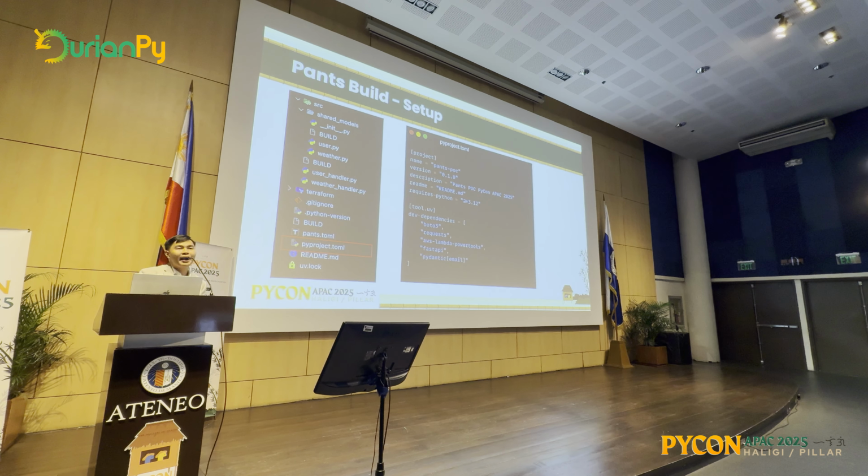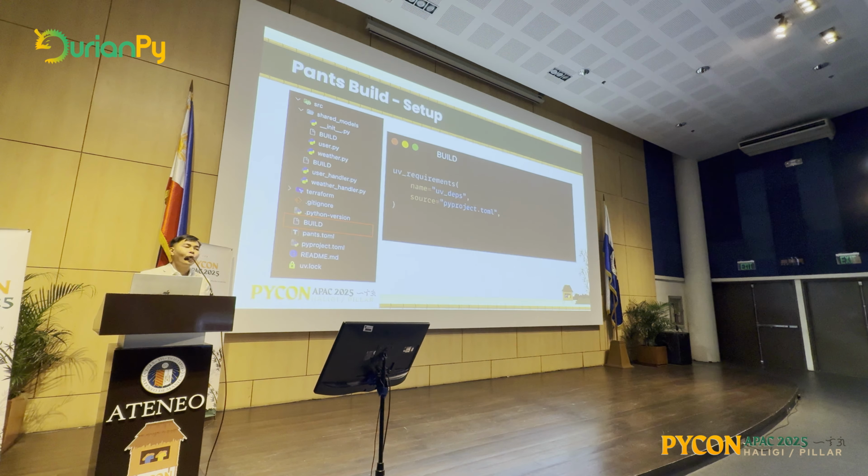We don't have to define a single requirements file for each of our functions. That's for the entire project, so that's centrally managed. And for us to integrate UV with the pants build system, we can just reference where our pyproject.toml file is, and we can do something like this.